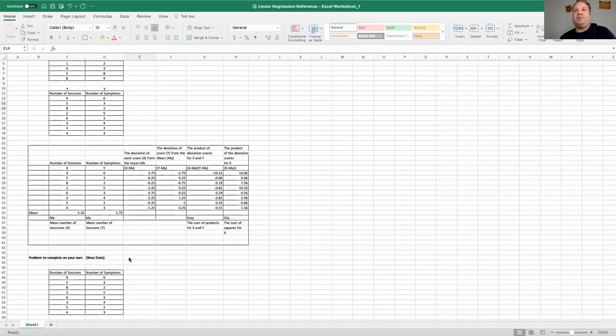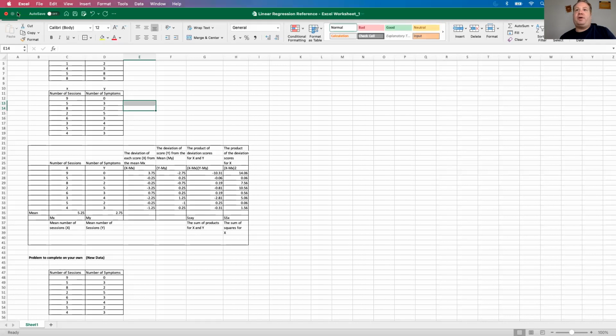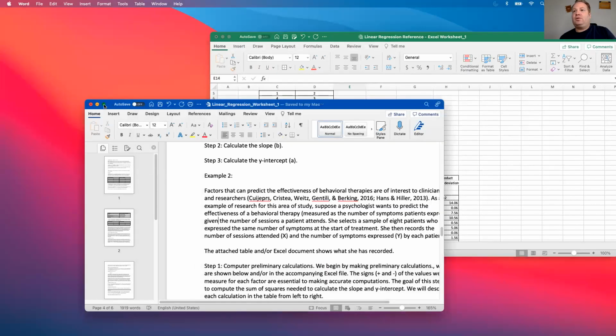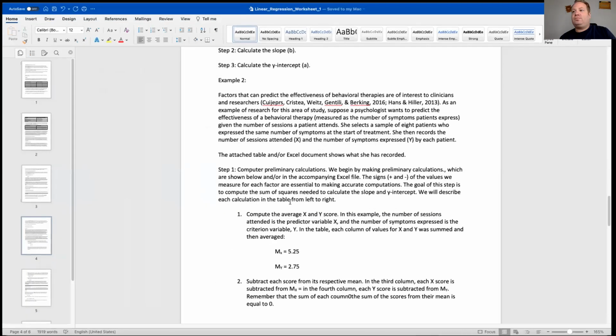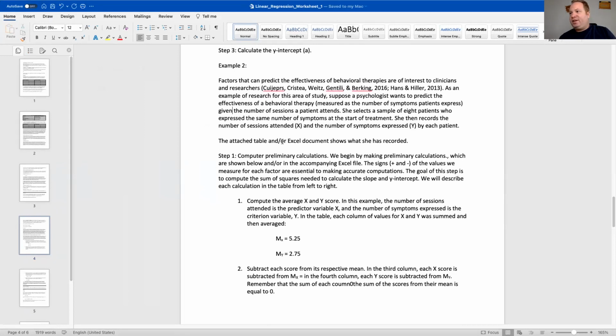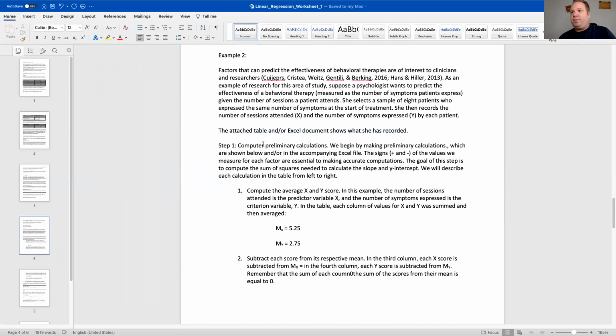Actually, we just share the same desktop, and we'll go back to Word. All right, so that's it. I just talked about this right here. So step 1, compute, not computer. Oh, I did that. Compute the preliminary calculations.